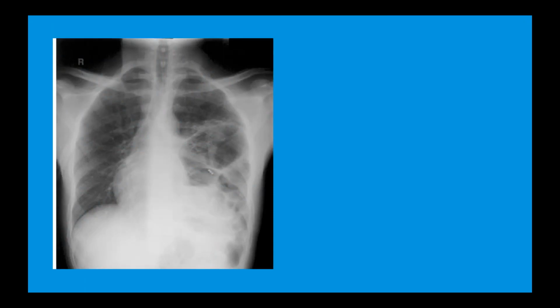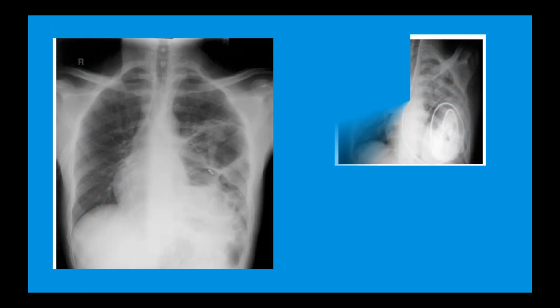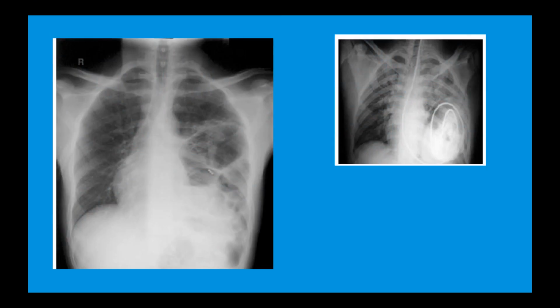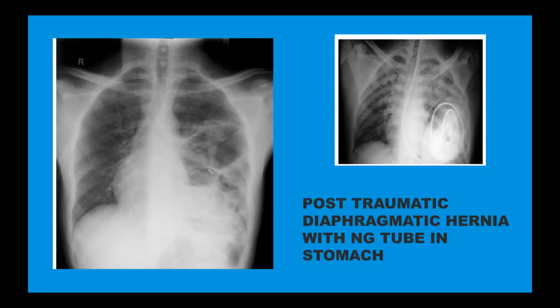Diaphragmatic hernia. Very good. And what is this? Post-traumatic diaphragmatic hernia with a nasogastric tube which has been introduced and gone into the stomach. So the stomach is the one which has become the herniated structure.